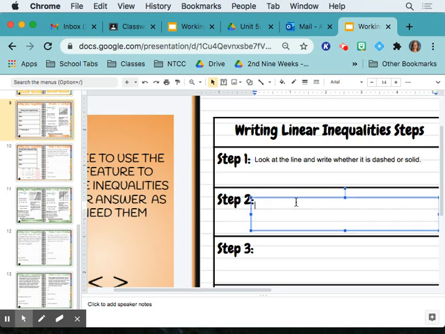All right, step two. We are going to use 2 points on the line to find the slope and y-intercept. Write those out: m equals, and then also write b equals.